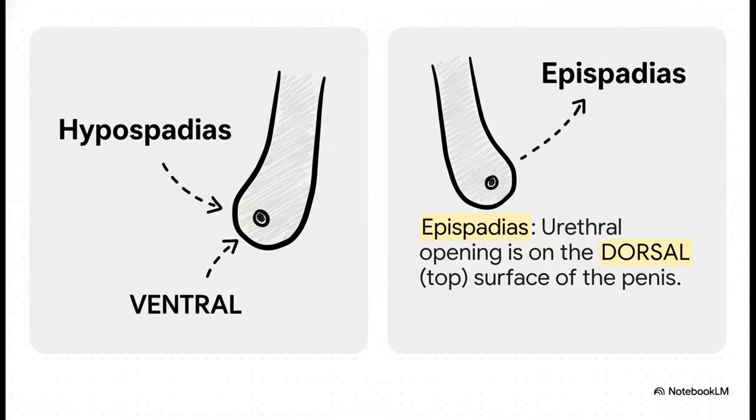Hypospadias and epispadias. This is all about location. And trust me, the ATI loves to test if you know the difference. So here's how you're going to lock it in forever. Hypospadias means the opening is low, on the bottom or ventral surface. Think hypo is low. Epispadias is on the upper or dorsal surface. Think about how an epidural is placed on top. Hypo low, epi upper. Got it?